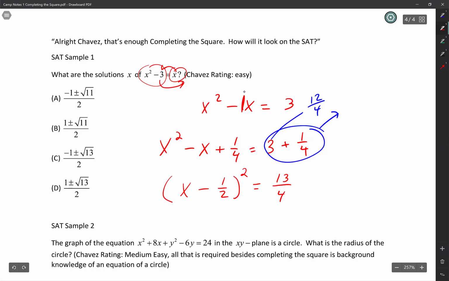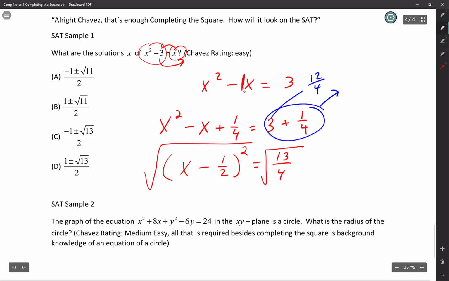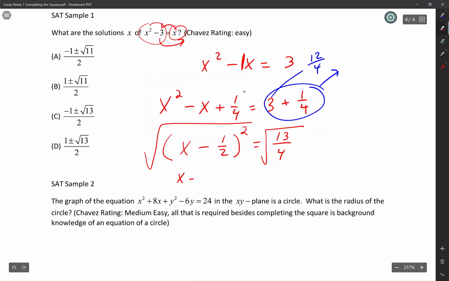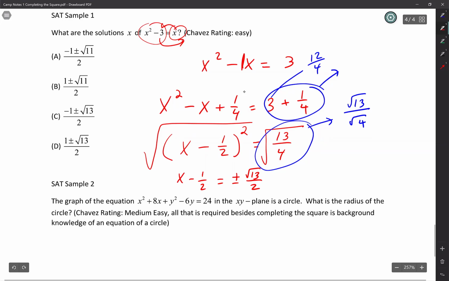And now we just do what we've been doing all this time. Square root, square root. So we're going to have x minus a half equals plus minus square root of 13 over 2. In case you're wondering where that came from, guys, laws of exponents, this is the square root of 13 divided by the square root of 4. And the square root of 4 is 2, so that's why I put a 2 down there.